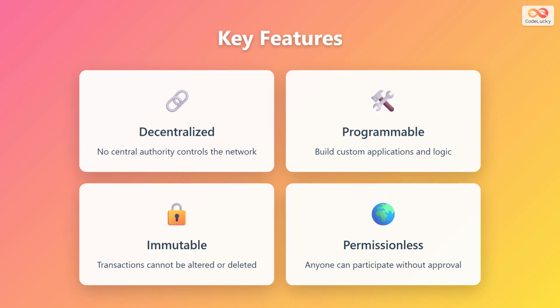Ethereum has several key features that make it powerful. First, it's decentralized, meaning no central authority controls the network. Second, it's programmable, allowing developers to build custom applications and logic. Third, it's immutable, meaning transactions cannot be altered or deleted once confirmed. And finally, it's permissionless, meaning anyone can participate without needing approval from a central authority.